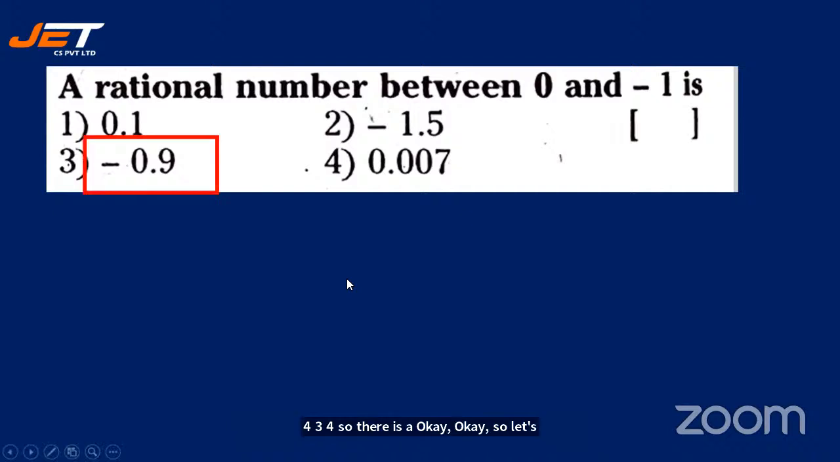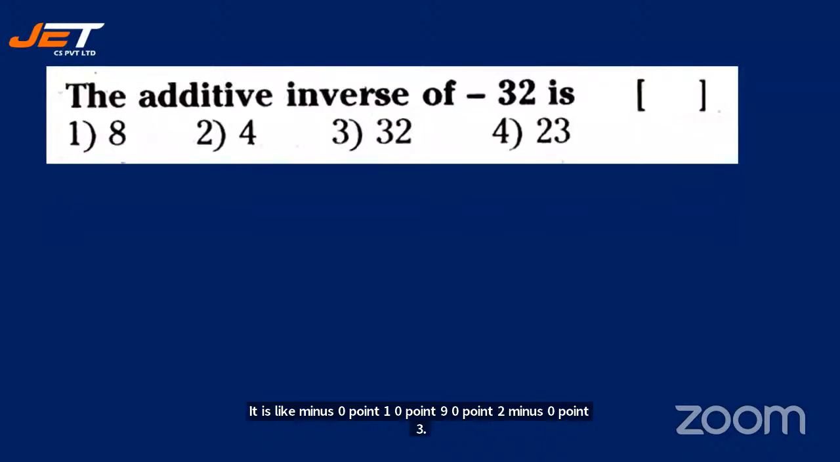Okay, so let's see, the answer is -0.9. Okay, so between 0 and -1, right? So it is like -0.1, -0.2, -0.3, like that. All right, see the next question.